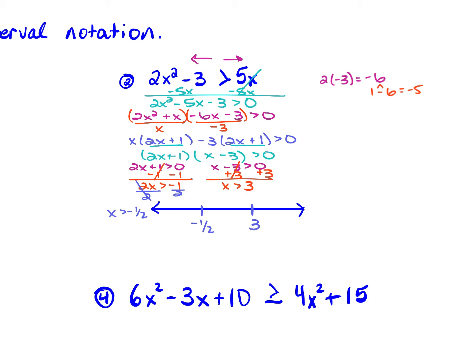However, what's going to go on the negative 1/2 and the 3? Is it going to be an open circle or a closed circle? Open, since it's not also equal to. And then we said your lines are going to go away from one another.